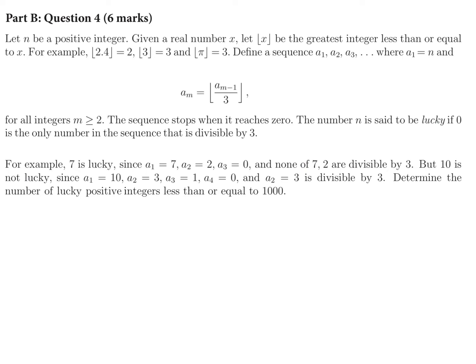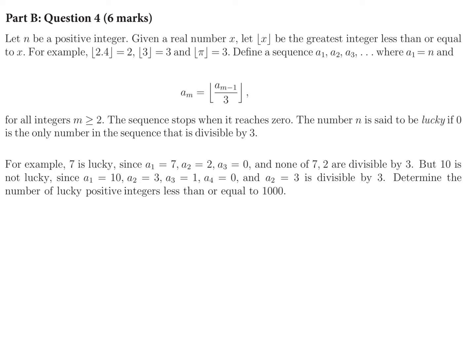Let n be a positive integer. Given a real number x, let bracket x be the greatest integer less than or equal to x. For example, bracket 2.4 is 2, bracket 3 is 3, bracket pi is 3, and so on. Define a sequence a1, a2, a3, and so on, where a1 is n and am equals the bracket of a(m-1) over 3 for all integers m greater than or equal to 2. The sequence stops when it reaches 0. The number n is said to be lucky if 0 is the only number in the sequence that is divisible by 3.